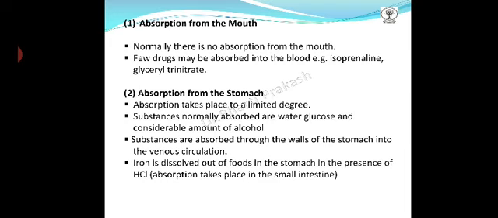Iron is dissolved out from foods in the stomach in the presence of HCl that is present in the gastric juice, but the absorption of iron takes place in the small intestine.